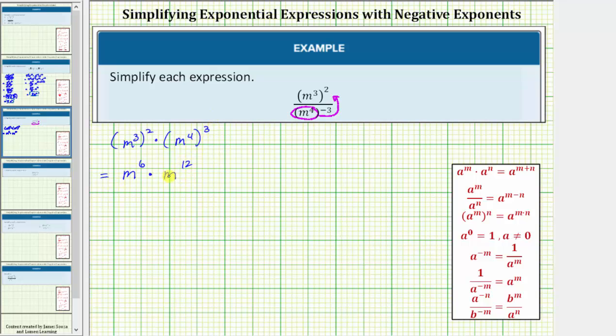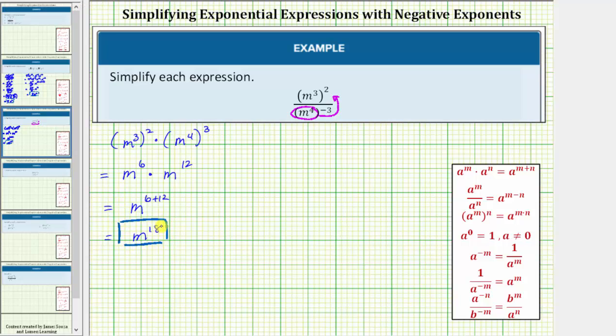And now we're multiplying, and the bases are the same, so we apply the product property of exponents, which means when the bases are the same and we're multiplying, we add the exponents. So m to the sixth times m to the 12th is equal to m raised to the power of 6 plus 12, which equals m to the 18th. So this is one method of simplifying the given expression.